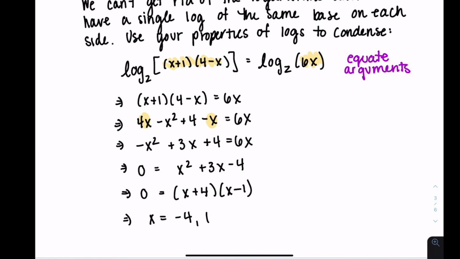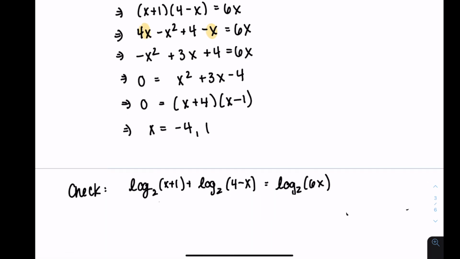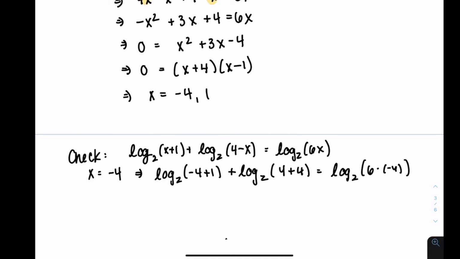But I need to go through and check my answer. So I've got the equation rewritten right here. I want to check our two values, negative 4 and 1. And mostly I'm looking for, does it work in the domain? If it doesn't, then it's a bad answer. So let's start with x equals negative 4. We'll get log base 2 of negative 4 plus 1, log base 2 of 4 minus negative 4, and log base 2 of 6 times negative 4.